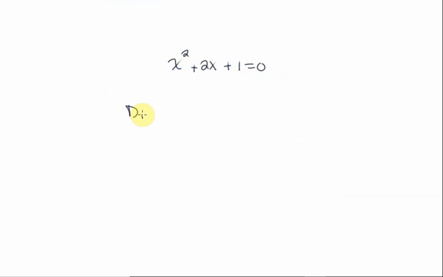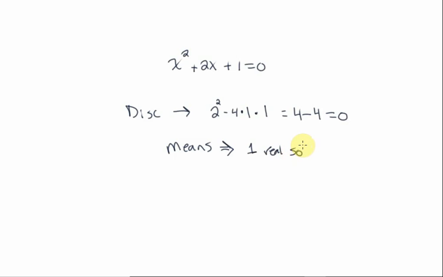So if I want to look at the discriminant, that'd be b squared. Remember, b is the number with the x to the first power. So 2 squared minus 4 times a. Notice there's no number in front of the x squared. That means our a is 1, times c, which is another 1. So let's see. 2 squared is 4, minus 4 times 1 times 1. Well, that's just 4. 4 minus 4 is 0. So what does that mean? Since my discriminant is equal to 0, that means that I will get 1 real solution.